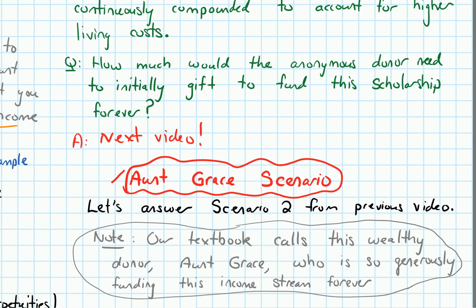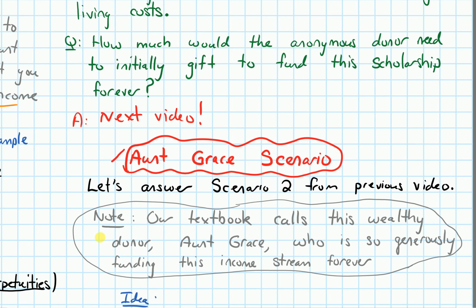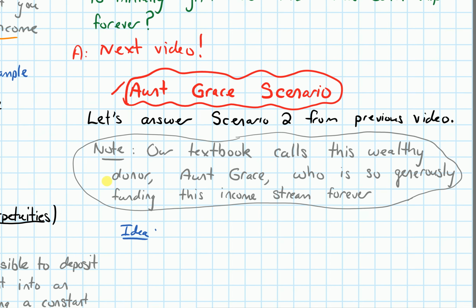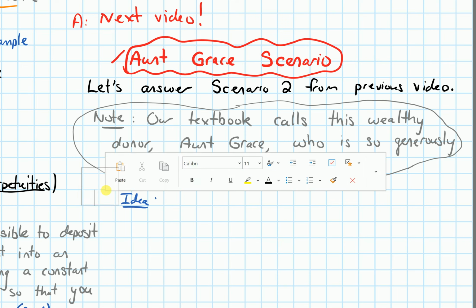One thing I want to note is that our textbook calls this wealthy donor Aunt Grace, who is so generously funding this income stream. In my example, it's this scholarship fund forever. Okay, so let's talk about how we can start to tackle this question.